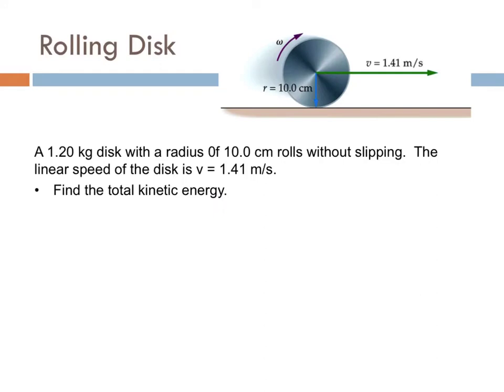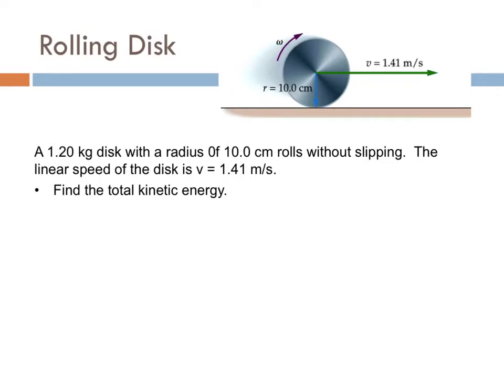So let's look at this example. We have a 1.2 kilogram disc with a radius of 10 centimeters that rolls without slipping. The linear speed of the disc is 1.41 meters per second. So here we have an object that is rotating and moving forward.